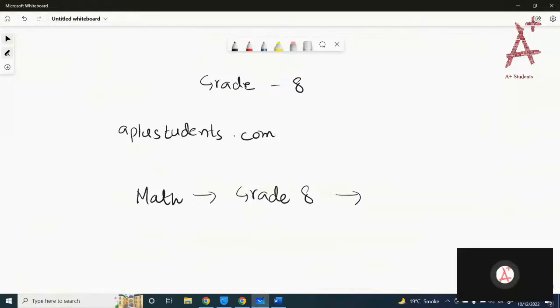We are working on chapter 4, that is rational numbers. So let's start with chapter 4, rational numbers. Please make sure you have your notebook and pencil so that you can note down the important definitions and the examples as well. Got it?